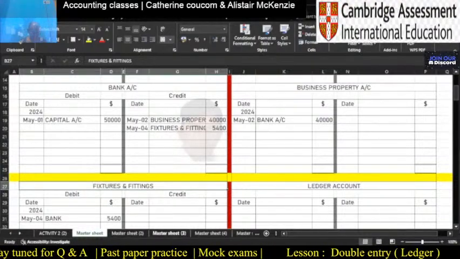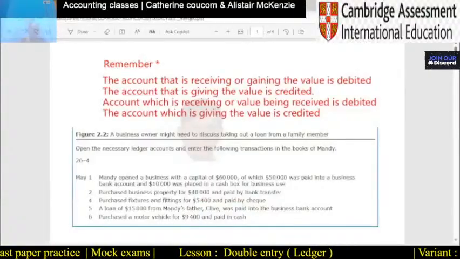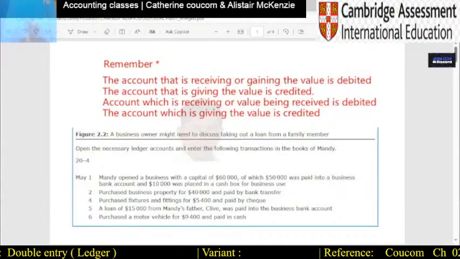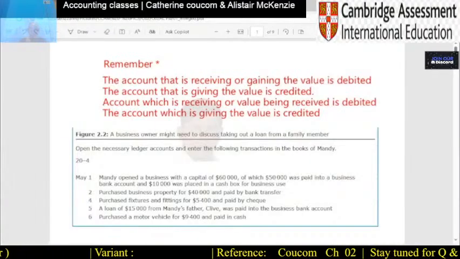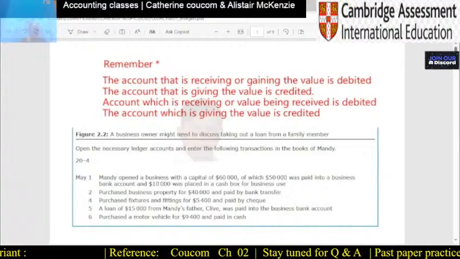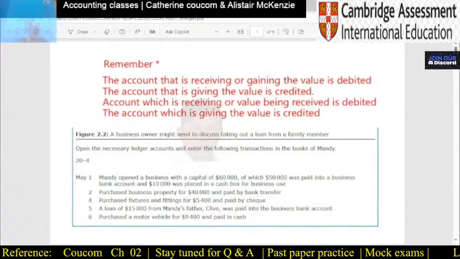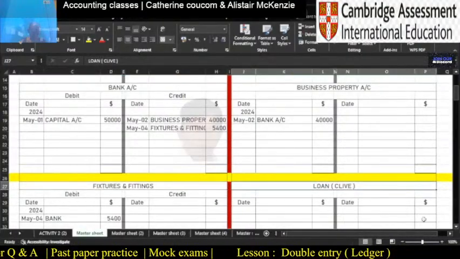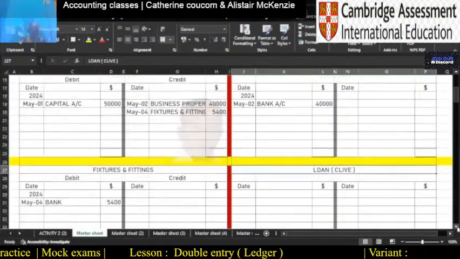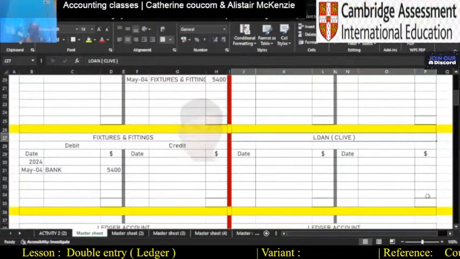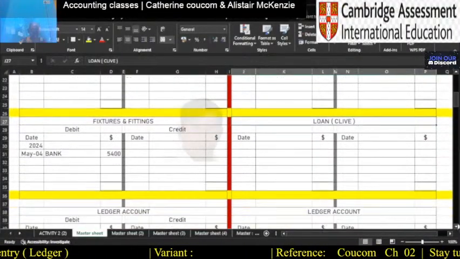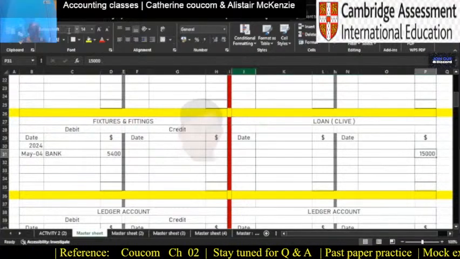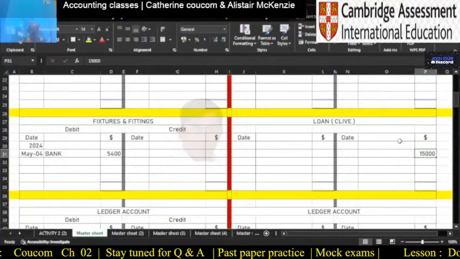Next, what is the entry? A loan of $15,000 from Mandy's father Clive was paid into the business bank account. So Clive is giving and the bank is receiving. Open the Clive account. Clive is giving. So credit the account that gives.